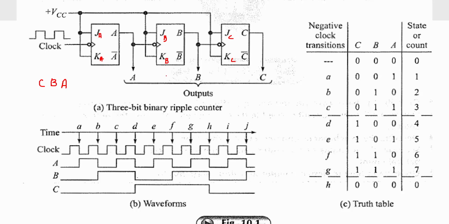So how many patterns are possible? Using 3 bits, 2 to the power 3, 8 different possibilities are there. So we can also call it a mode 8 counter.